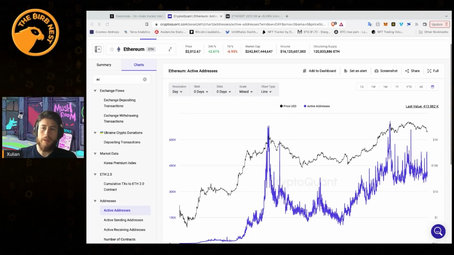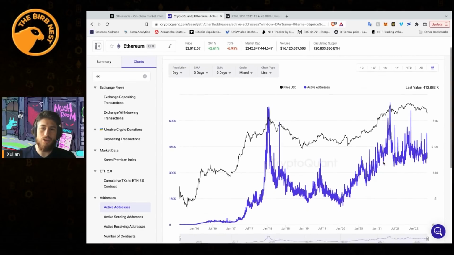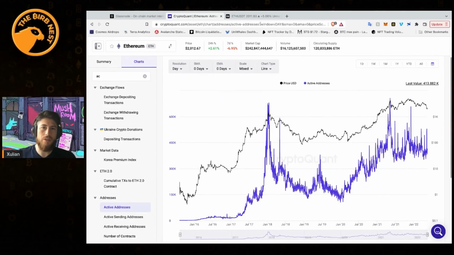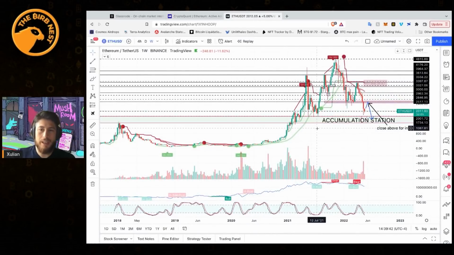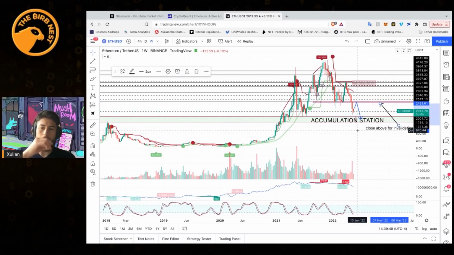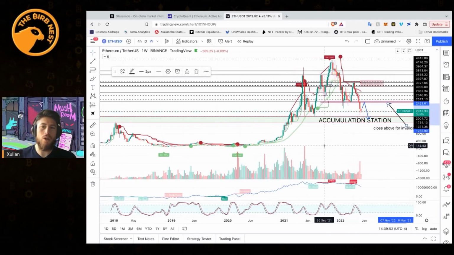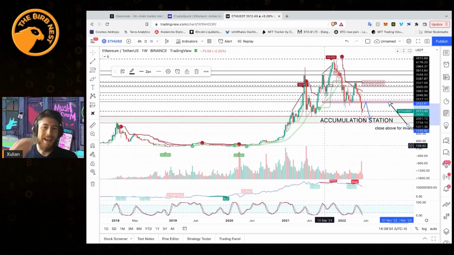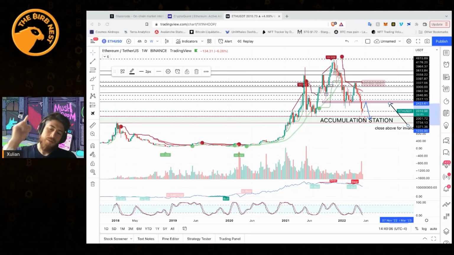So I will be covering some activity in terms of active addresses on Ethereum. I will be explaining a little bit about what I like when I see a chart, and where I'm looking to really accumulate those long-term bags, and how on-chain can help us decipher the best time to buy. So we will be covering a lot of on-chain data. Stick around for some of that good information.